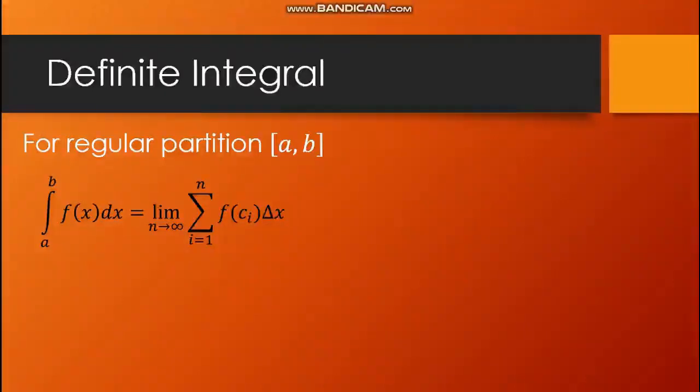Our definite integral is defined as the integral of f of x dx from a to b, equal to the limit of the Riemann sum, f of c sub i times delta x from i equals 1 to n, as n approaches infinity. That is if we have a regular partition. A regular partition means that the widths of the rectangles are equal. Okay? And it can be computed using the relation b minus a over n. So you are familiar with that because I taught it to you in the previous lessons.